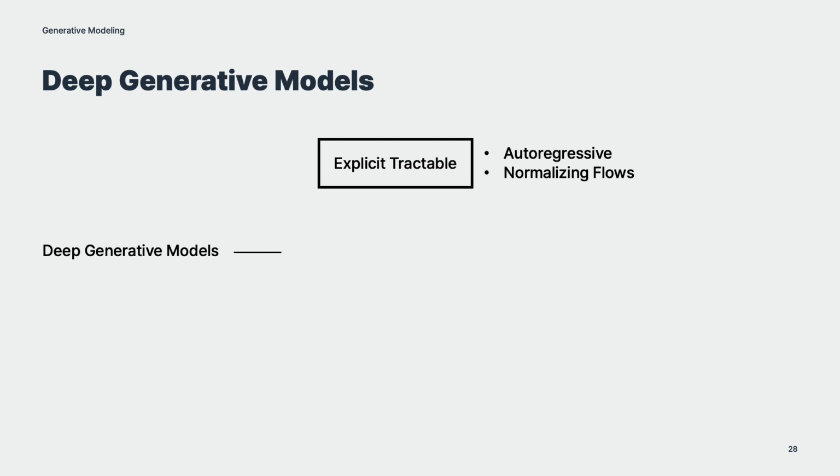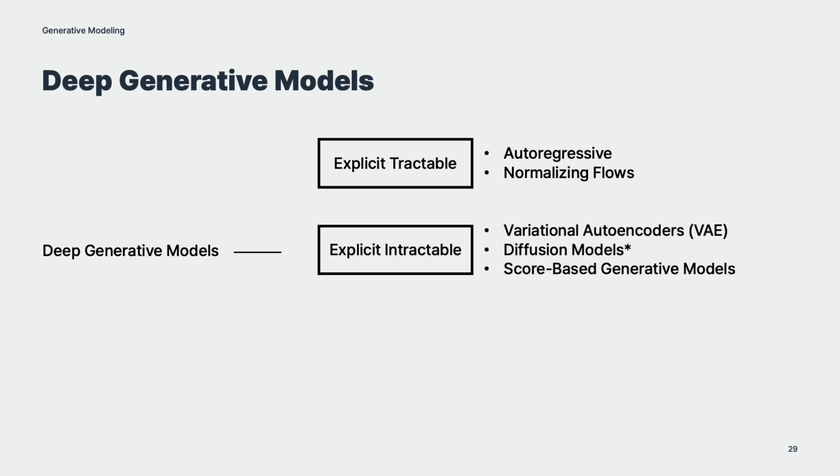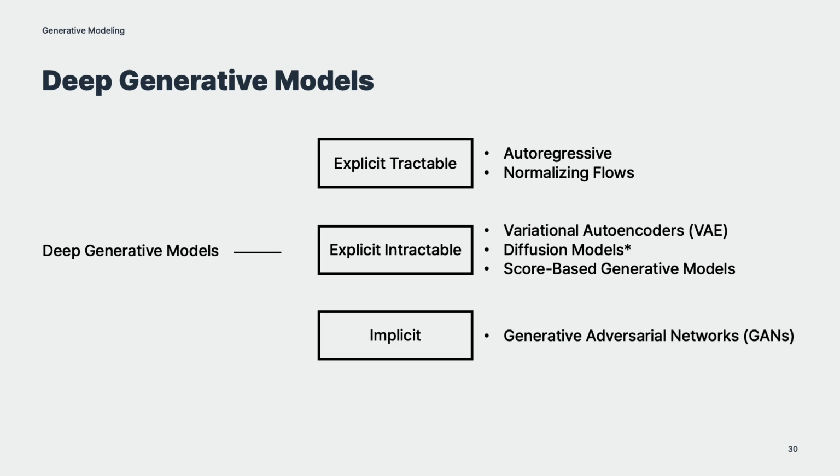Explicit and tractable models include autoregressive models and normalizing flows. Explicit but intractable models include VAEs, DDPMs, and score-based generative models. And for implicit models, we have GANs and DDIM. Today, we'll briefly look at how each of these categories approaches generative modeling.